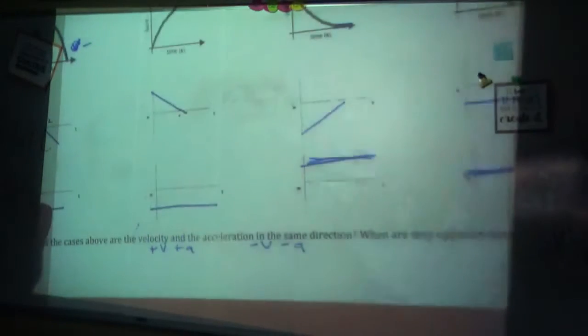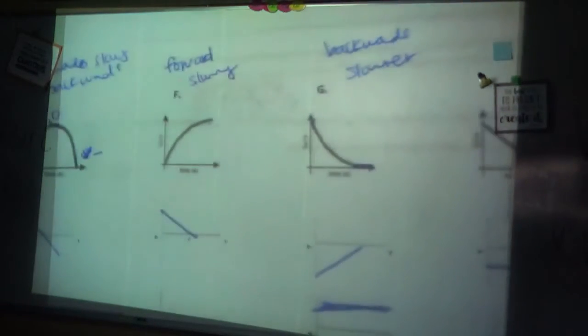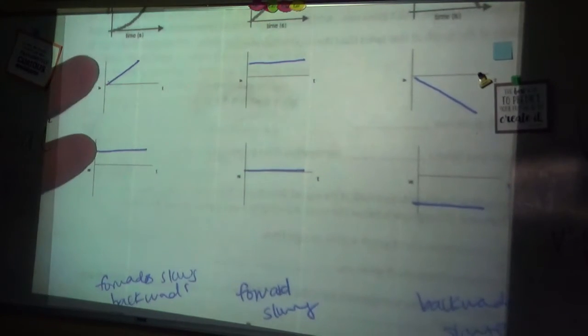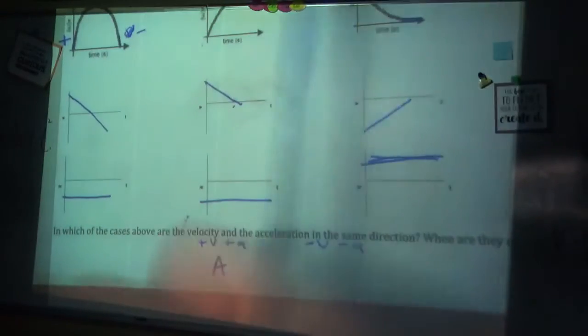So that could be positive velocity and positive acceleration, or negative velocity and negative acceleration, and there's an example of both. So here I have positive velocities and positive acceleration. They're both above on the graph. So an example of positive V and positive A would be part A, or graph A, I guess.